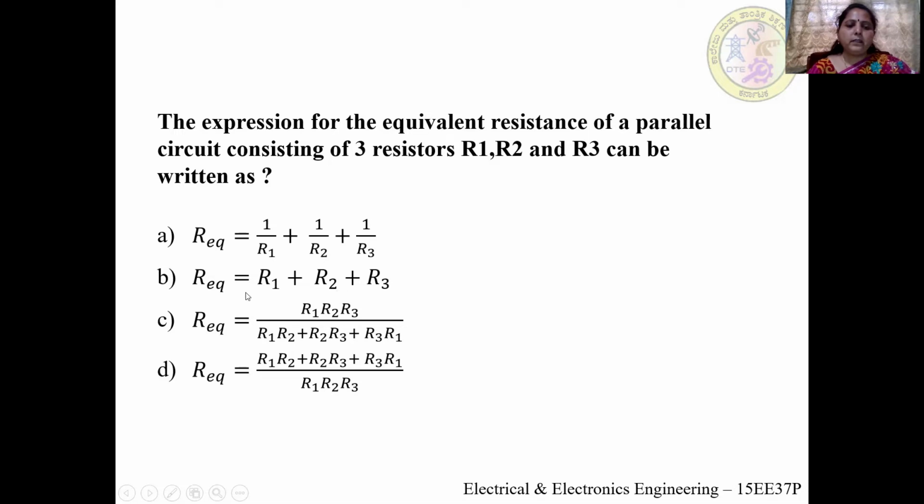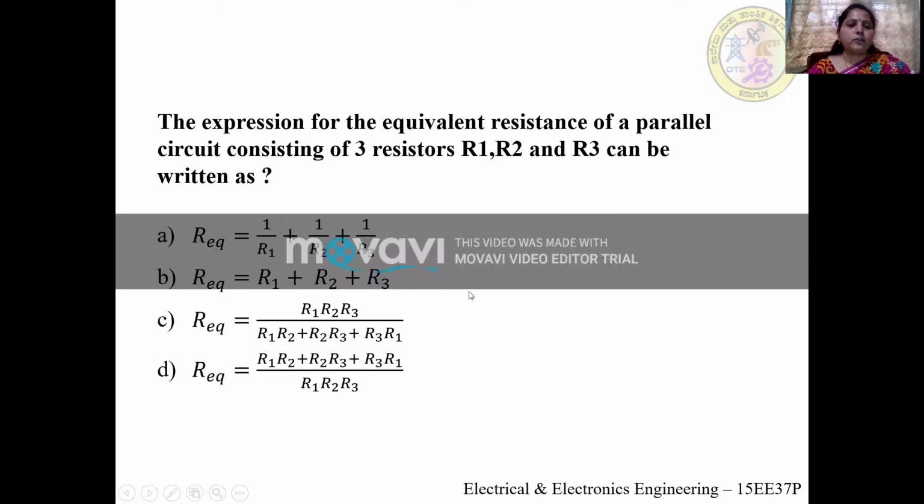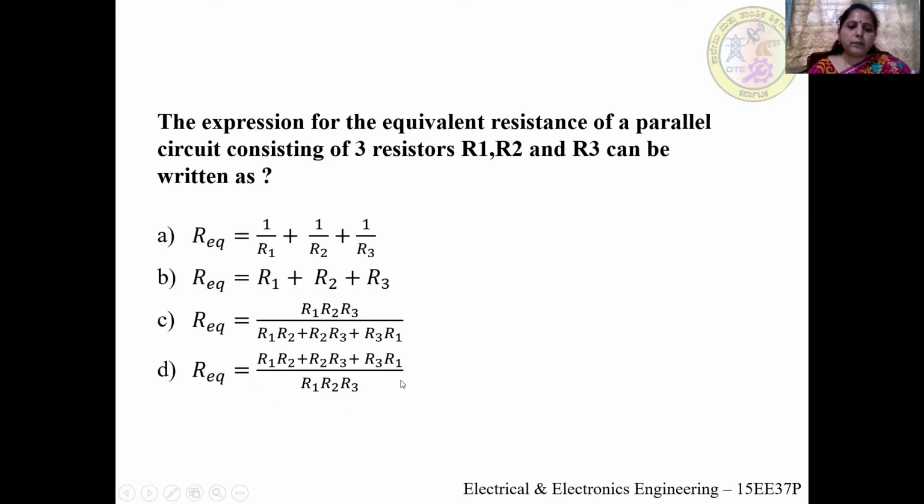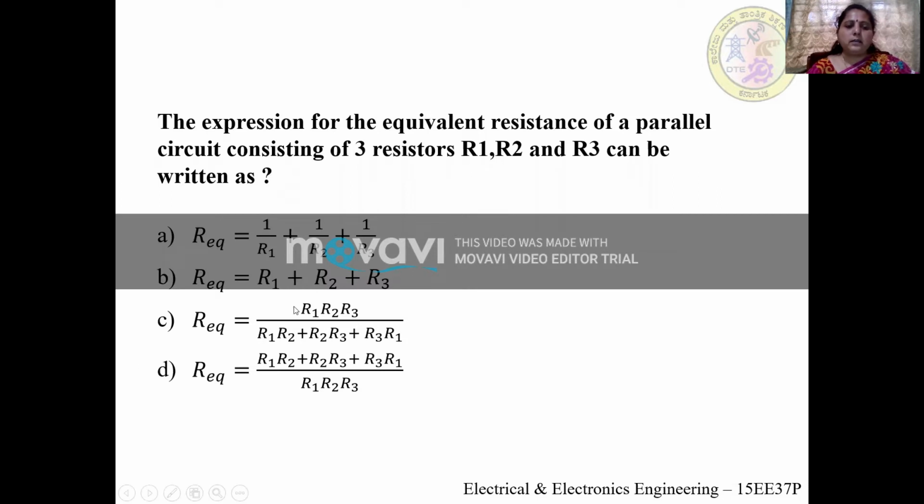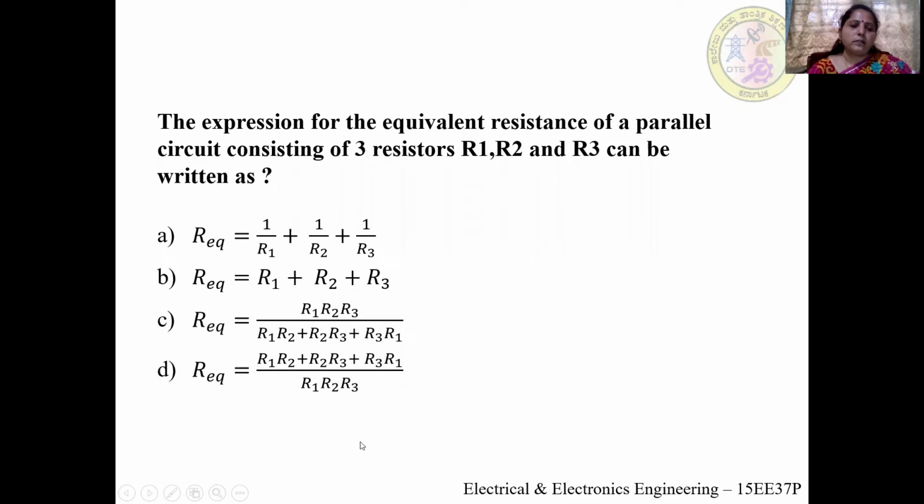Then coming to B, see, this expression is for a series circuit, not for a parallel circuit. So you cannot go for B. Then coming to this D, see, this simplified expression will be equal to 1 over R equivalent, not R equivalent. So you cannot choose the answer as D. So the correct answer is C. R equivalent should be equal to the expression what they have. I mean the right hand side expression is right. It is correct for R equivalent. So your answer should be C.